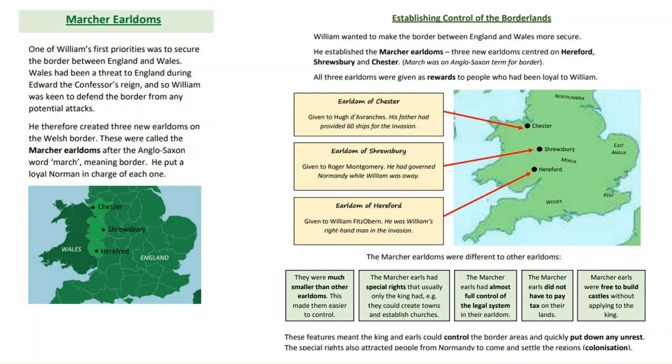These features meant the kings and earls could control the border areas and quickly put down any unrest. The special rights also attracted people from Normandy to come and settle there, colonisation. So he was also doing it to make it more attractive to people in Normandy so he could start filling England with Normans.